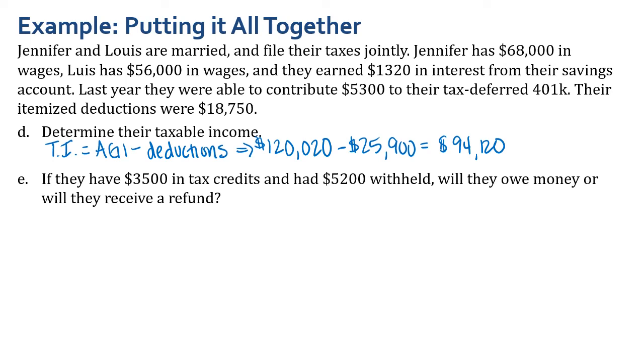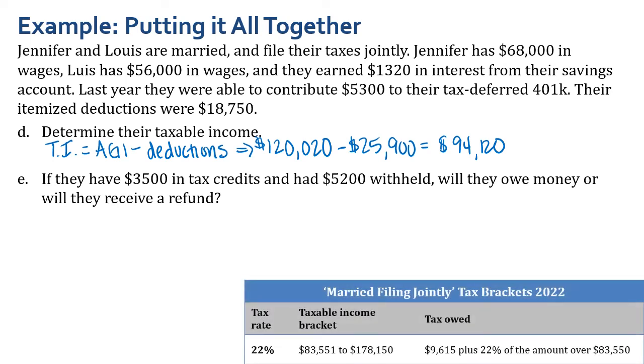Now, if they receive $3,500 in tax credits and had $5,200 withheld, will they owe money or will they receive a refund? So let's figure out first what they're going to owe in taxes. Let's first find the taxes amount. To find that, we need to go to that tax bracket. If we pull up that married filing jointly tax bracket for 2022, we find they get into that 22% tax rate.